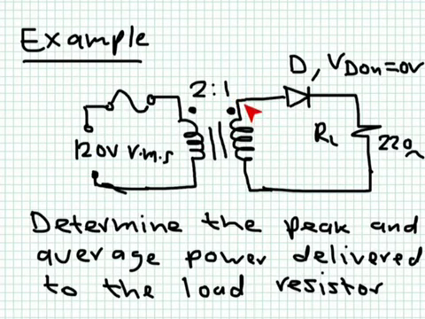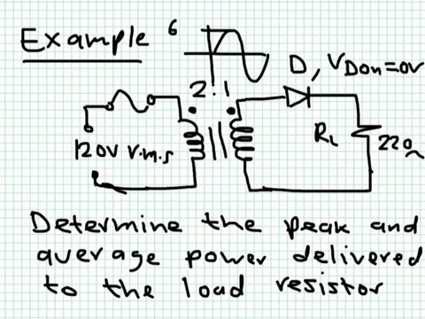Now the diode, of course, will turn on during the positive half of the cycle, and then it will turn off during the negative half. This is only a half-wave rectifier. So we'd like to determine the peak and the average power delivered to the load resistor. Of course, in this case, I can simply draw that the voltage delivered to the load looks something like this. It is 60 volts RMS, while this part is simply being removed. So it looks something like this.